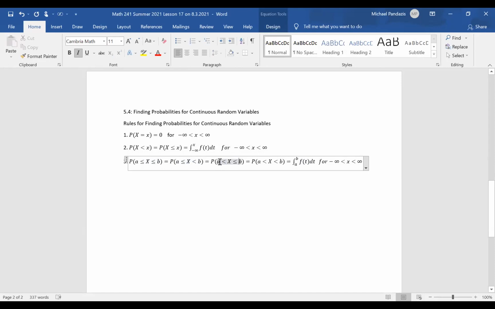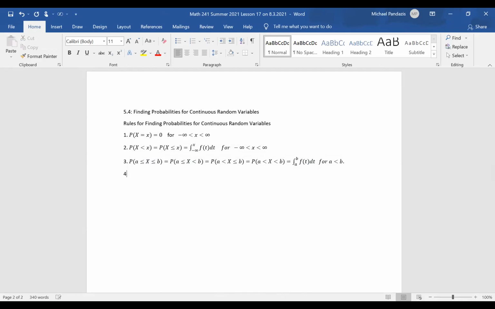And so you're either including or not including the probabilities of individual values. Because of 1, the probability that capital X equals little a is 0, and the probability capital X equals little b is 0. And so you can include or not include them in these intervals. But anyway, the probability of all four of these intervals is the definite integral from a to b of f of t dt, for a less than b. So I'm just saying that this is less than that. Okay, good.